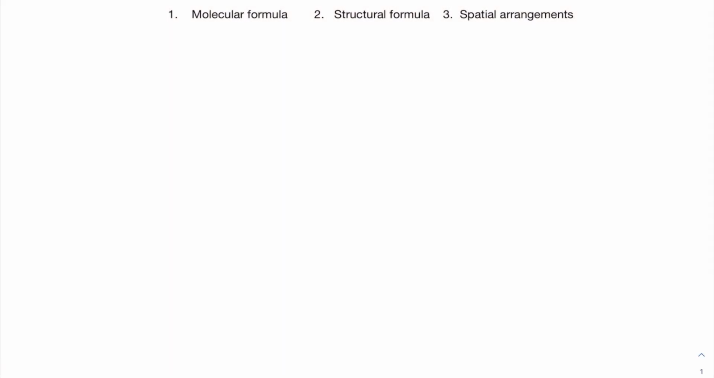Introduction to isomers. The keywords I need to talk about are molecular formula, structural formula, and spatial arrangement. These keywords are very important in understanding isomers. So what is a molecular formula? Here's an example of a molecular formula, where you have the naming of the elements in the compound, and a structural formula will be the display of the formula. So there's a structural formula here.